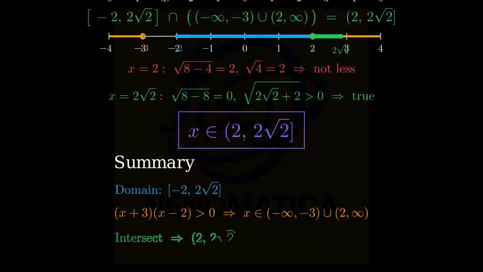Summary. We enforced both domains, squared safely, solved a quadratic inequality, and intersected with the domain. The solution is the interval from 2 to 2 root 2, open at 2, and including 2 root 2.